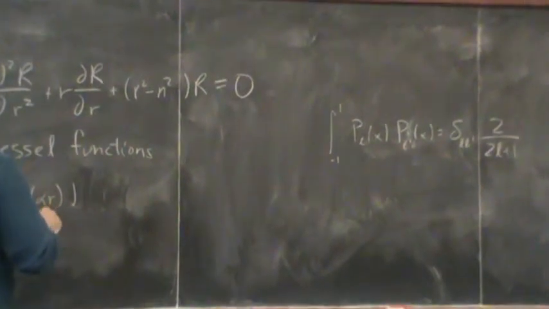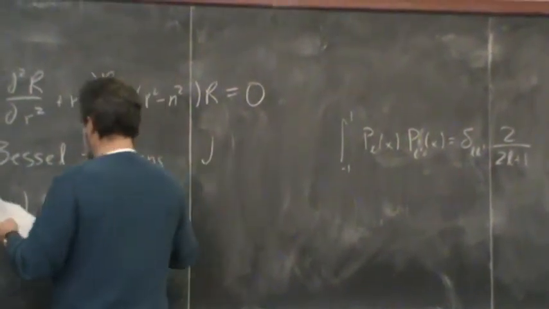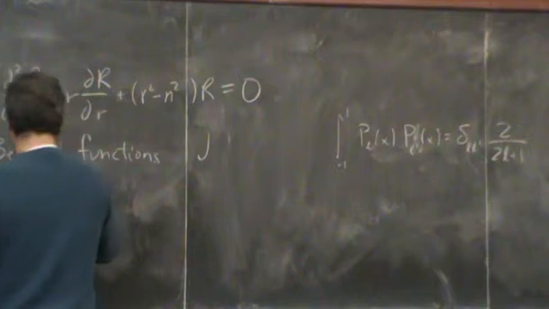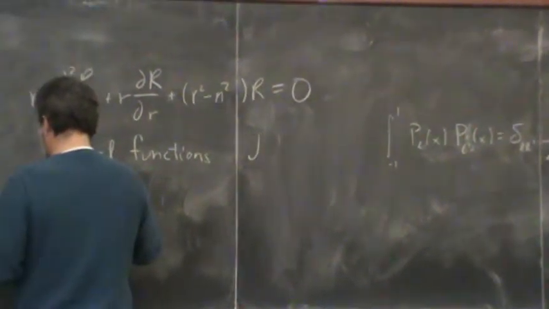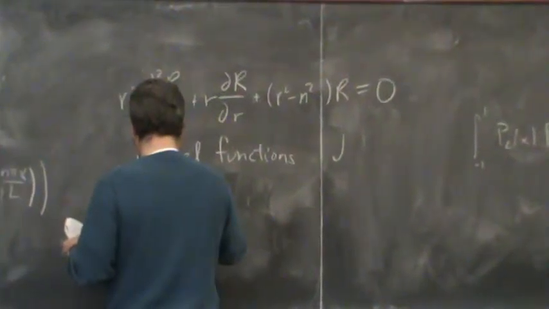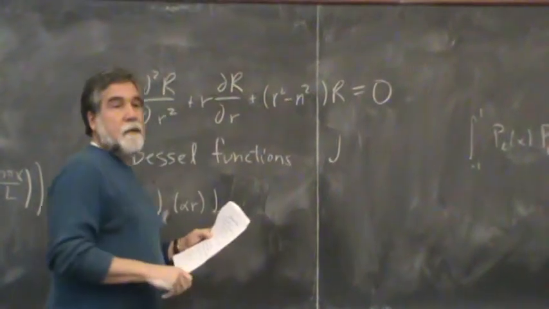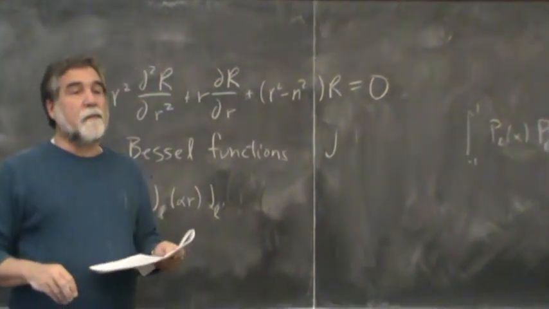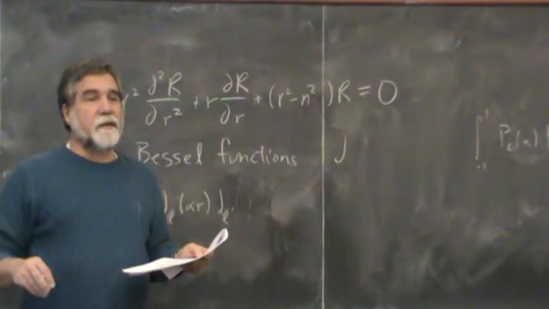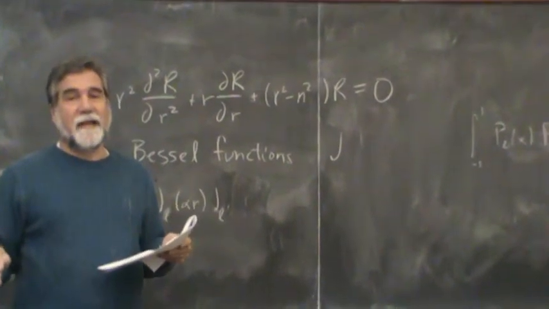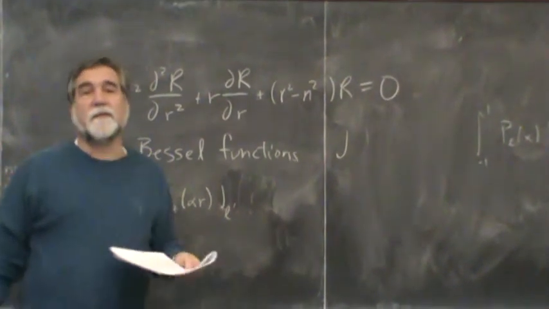Bessel functions are called J. Actually, you're right, the Ns, I think, are called Neumann functions. But it turns out that the Ns are non-physical, so we have only Bessel functions as the solutions.